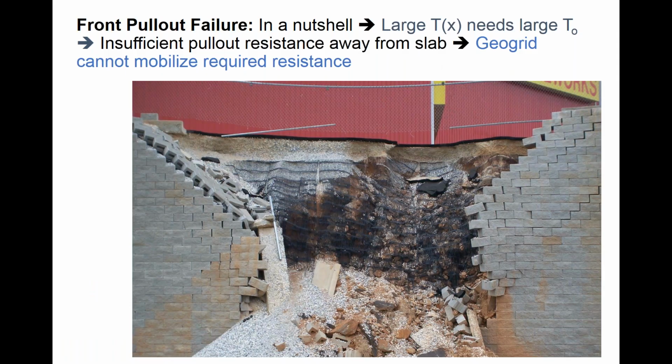Basically, in a nutshell, a large tension in the reinforcement needs a large connection load to allow it to actually be mobilized. If there's insufficient pullout resistance when you go away from the face, the geogrid can't even mobilize its full strength. It's limited by connection. And the result is, as you see here, a beautiful failure. I guess beauty is in the eye of the beholder, but that's textbook.